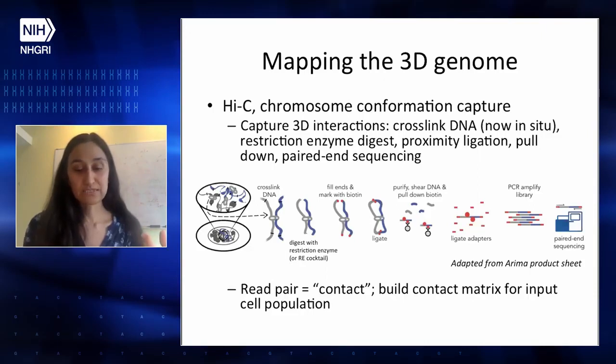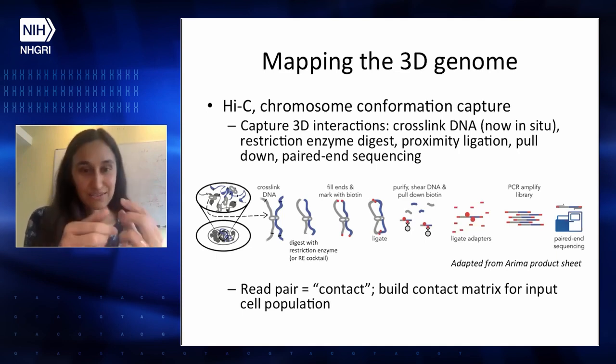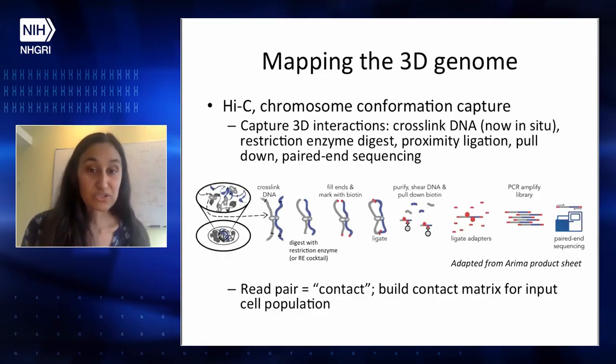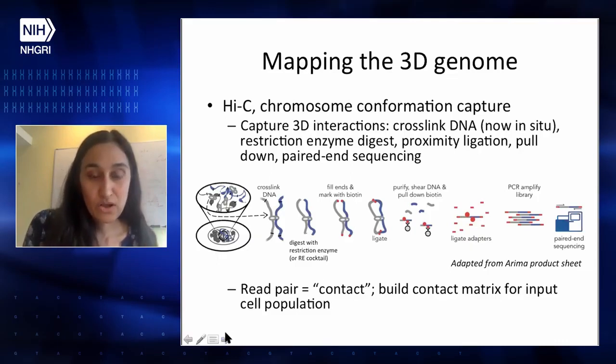So the pair of reads can be distal in the 1D genome, but they had to be close in a cell in the input population. And this data allows us to build a contact matrix that gives us information about 3D proximity of genomic regions.